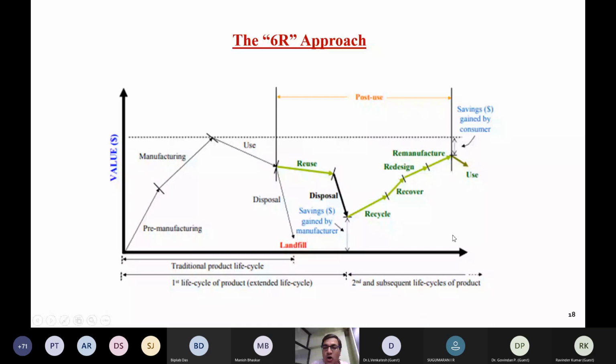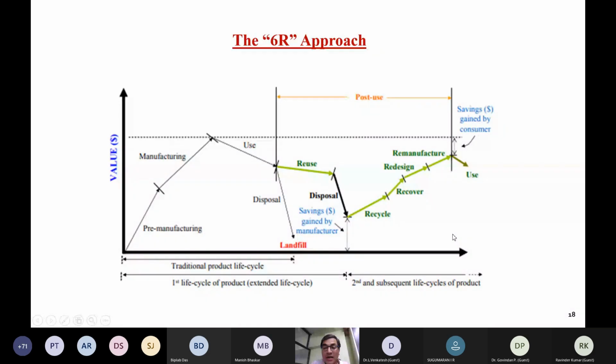Then there should be a concept. This 6R approach helps to enhance the life of the product, and in that way, we can have a long life of the products. Here also you can understand. These are the different life cycle stages.